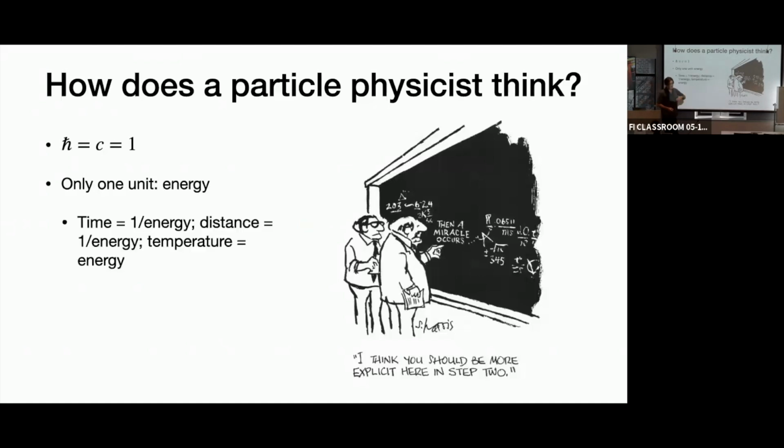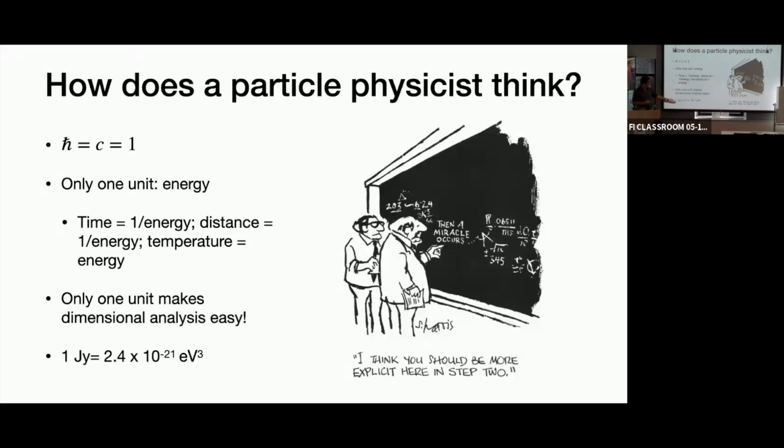So again, we talk about every unit in terms of energy. If I talk about a time, that's an inverse energy. If I talk about distance, that's an inverse energy. If I talk about temperature, that's an energy. All these things are an energy. So something that I think makes things really clear is, 1 Jansky is 2.4 times 10 to the minus 21 cubed. I don't understand what a Jansky is anyway. That's as much as I knew anyway.